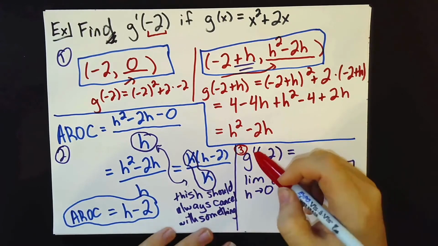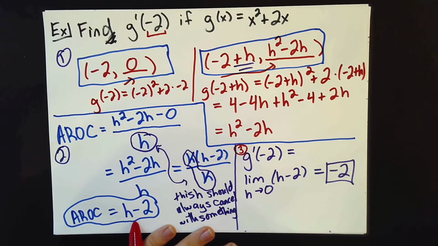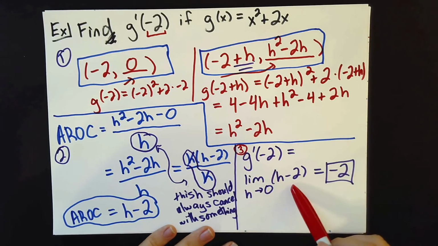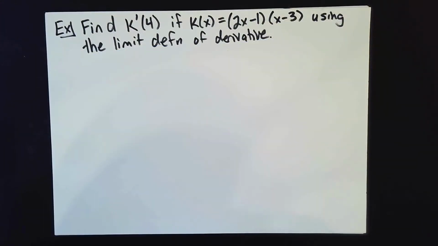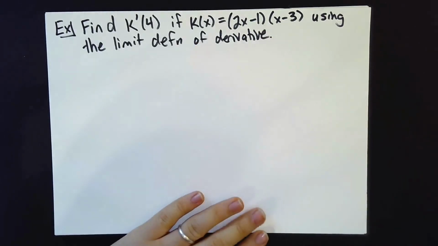And so then as your third step, you're going to take the limit as h goes to 0 of your answer from the previous step. And so in this case, I take the limit as h goes to 0 of h minus 2, and that will give me minus 2. Let's do one more example. So here I'm going to say find k prime of 4 for this k.